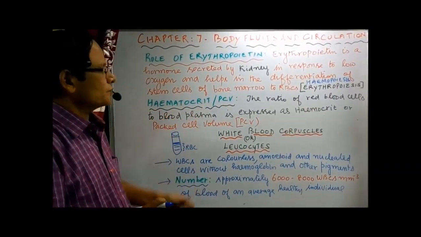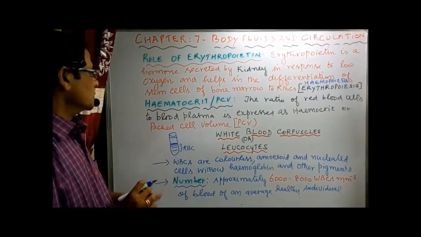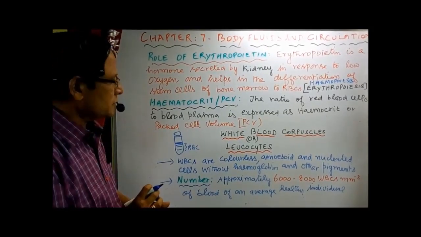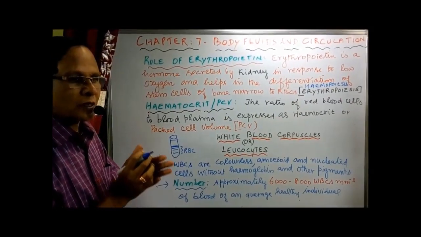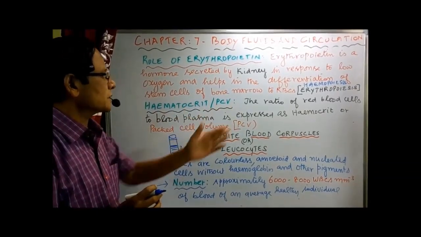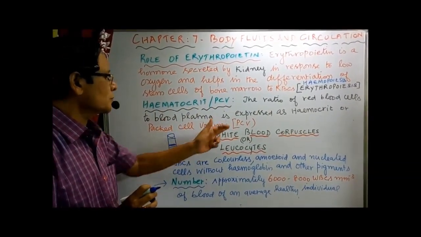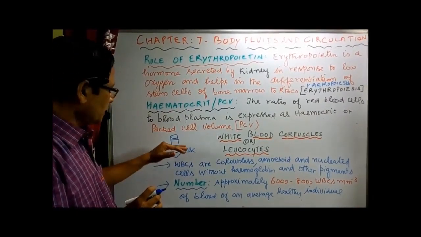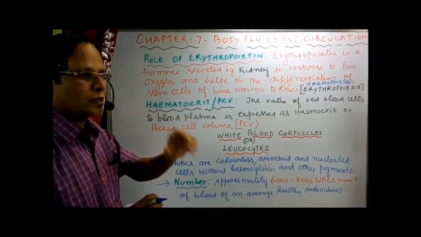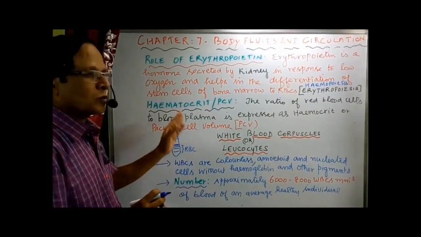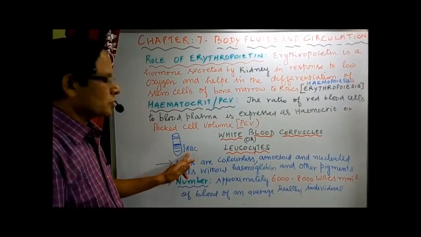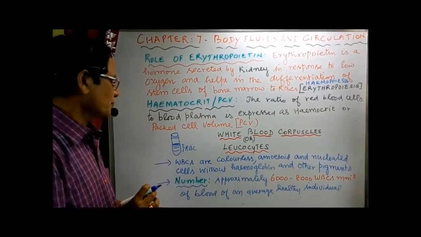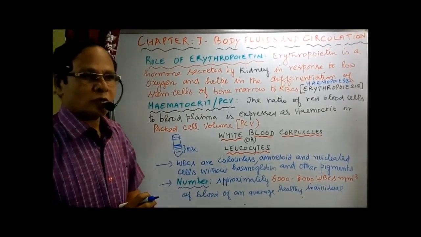But what is given in the book? The ratio of red blood cells to blood plasma, in terms of volume, not in terms of number, is expressed as hematocrit or packed cell volume, or simply PCV. After centrifuging the blood, the RBCs get settled at the bottom in a known volume, and then we have the total volume of plasma. The ratio between the volume of RBC to the total volume of blood is called hematocrit or packed cell volume. Now with that I conclude about the RBCs.